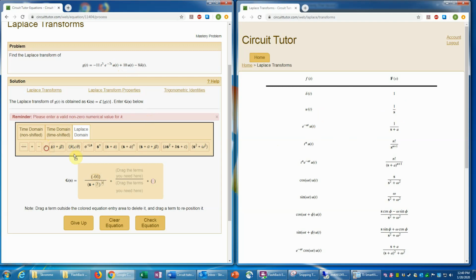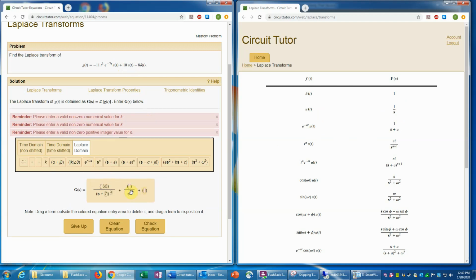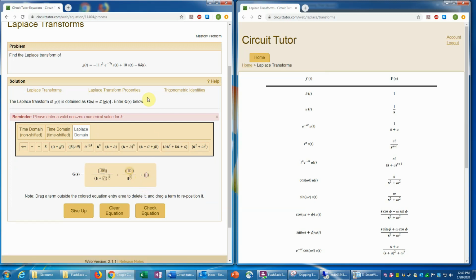So I'll bring in a k term and an s term there, set that exponent equal to 1. And then my k here will be that 10. And then the third term is minus 8 delta of t, where that's the unit impulse function, or the Dirac delta function, as it's also known. And again, that's one that we should have memorized. The Laplace transform of that is simply 1, as indicated in the table. So this will just be a negative 8.